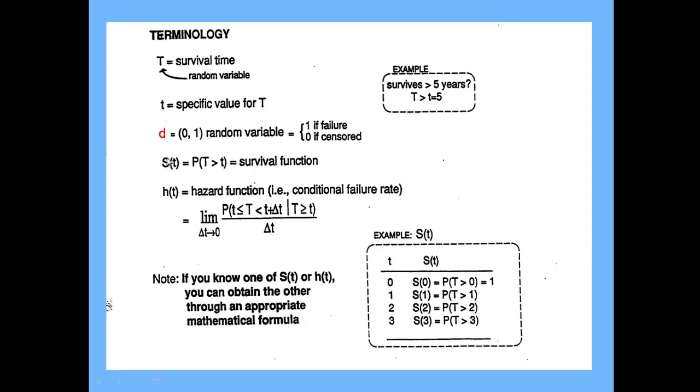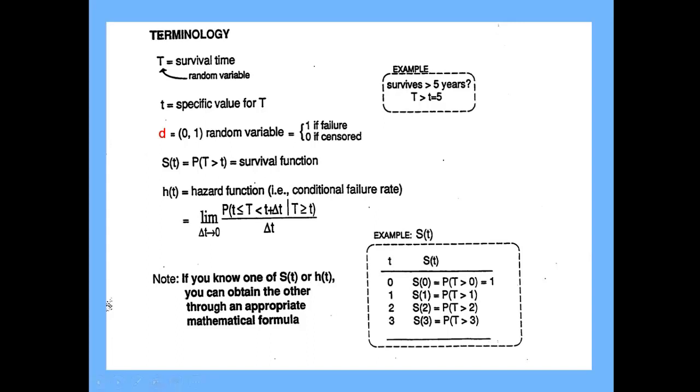Then we introduced two terms. One is the survivor curve, or survivor function, which starts at 1 at time 0 and eventually winds its way down towards 0 as time marches on. The survival function is the probability that capital T is greater than some specific value of t. If t is 0, the survivor curve is 1. And we also talked about the hazard function.